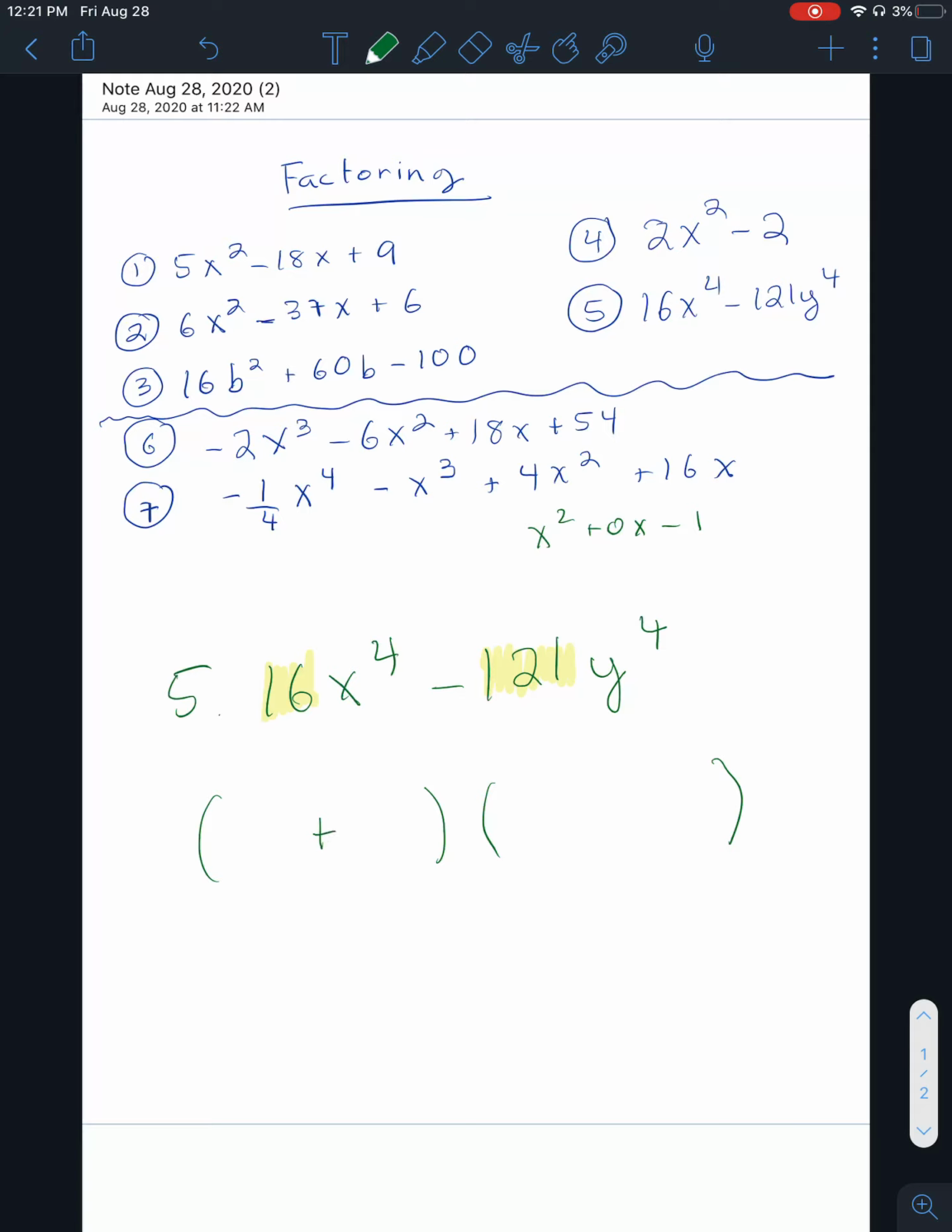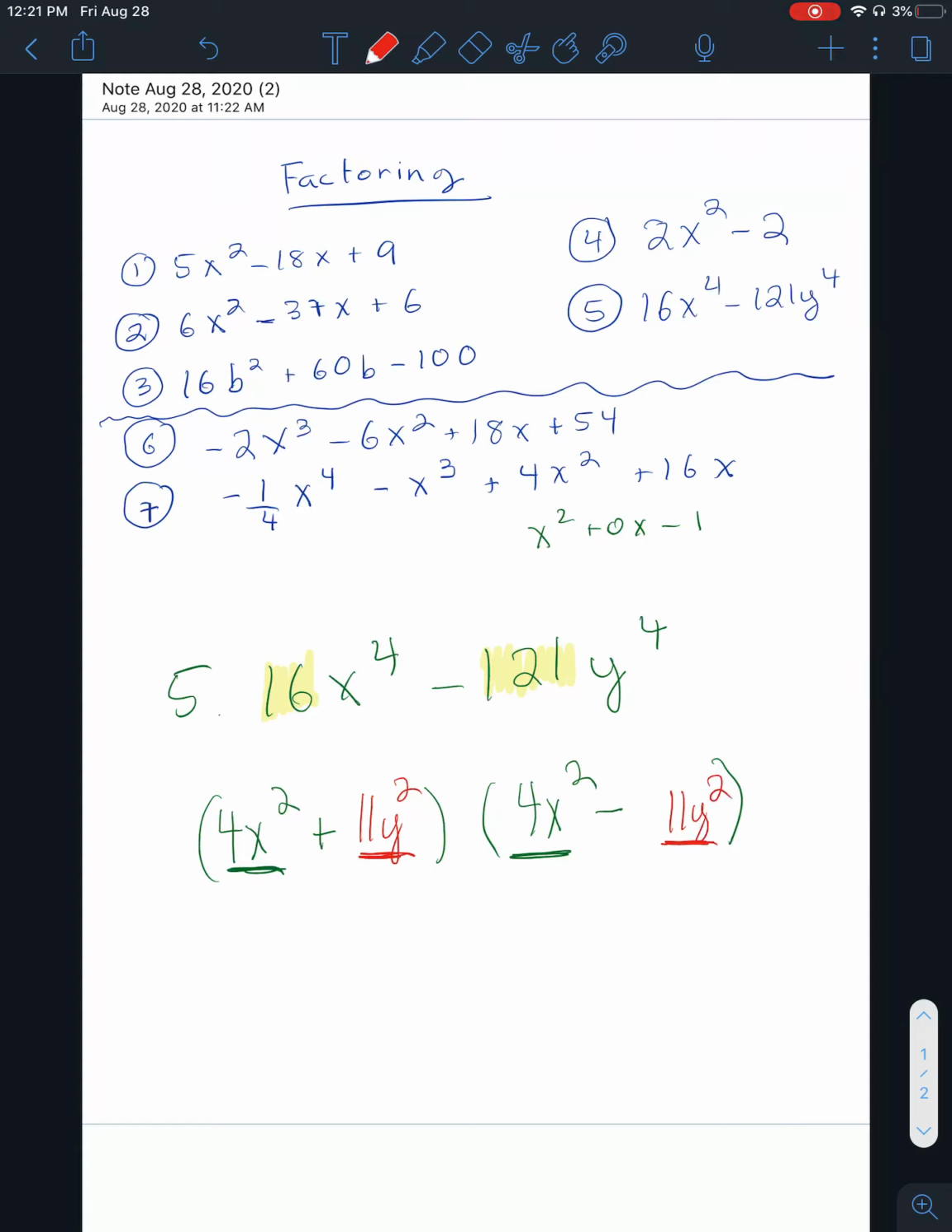I know my signs have to be the opposite, and I ask myself, what two terms that are the same give me 16x to the 4th? I hope that you see that is 4x squared. What two terms that are the same multiply to 121y to the 4th? I hope that you see that's 11y squared.